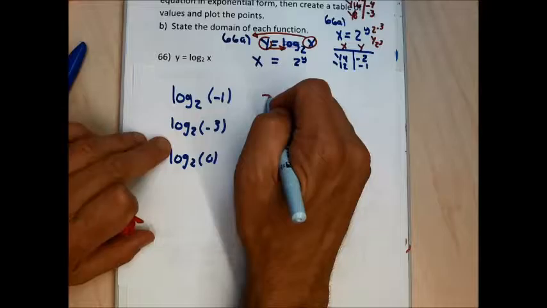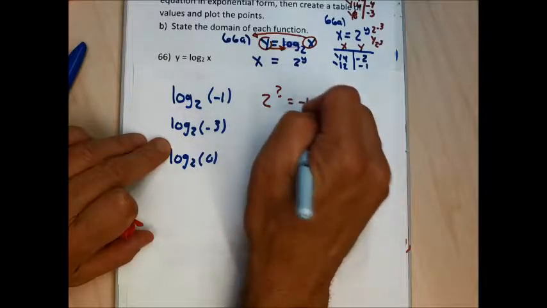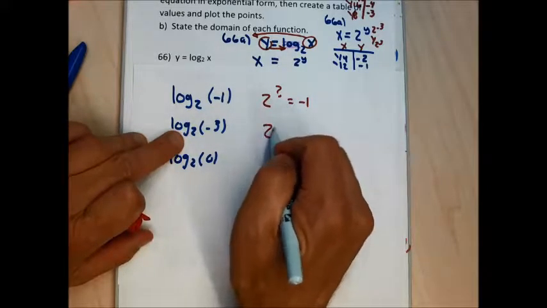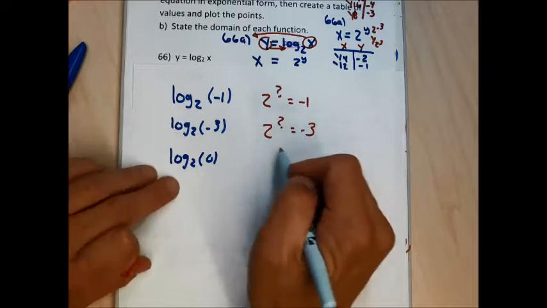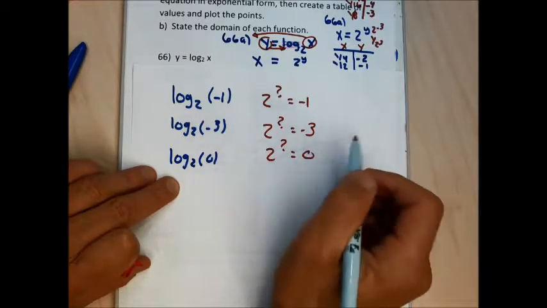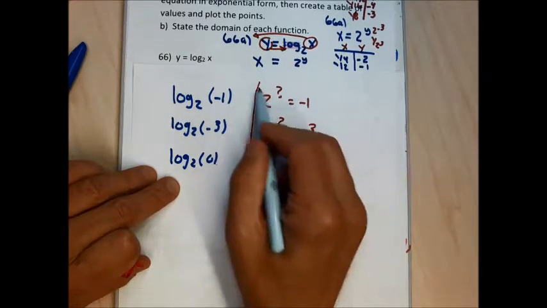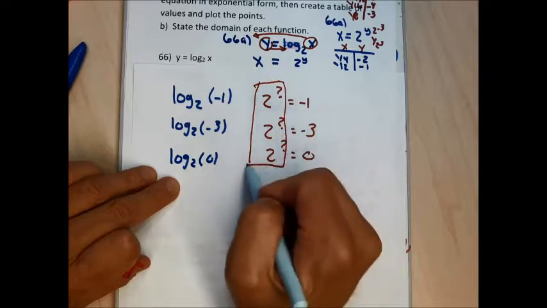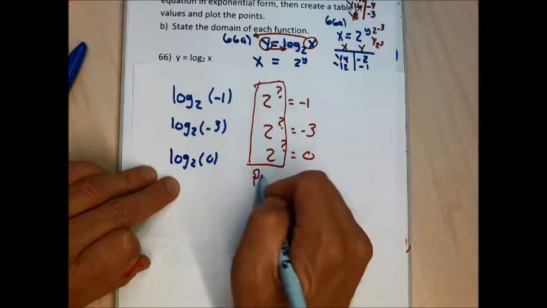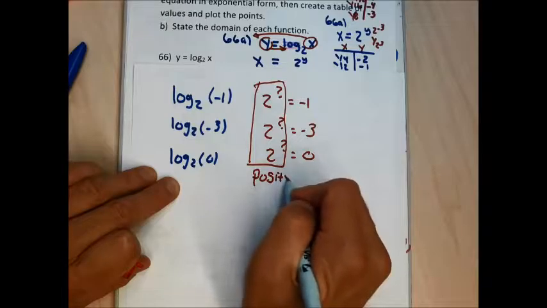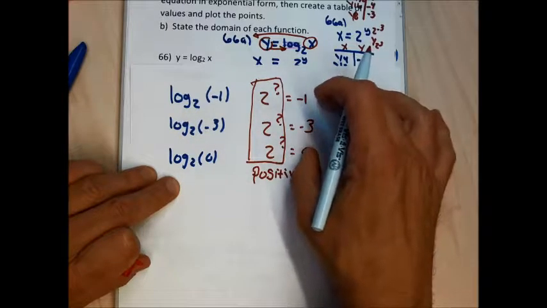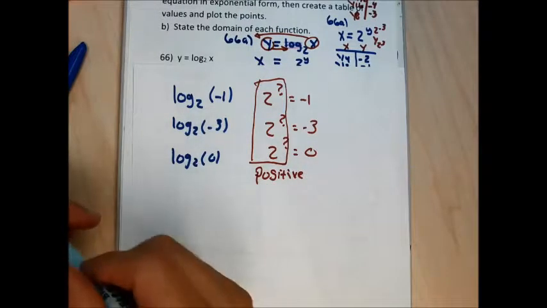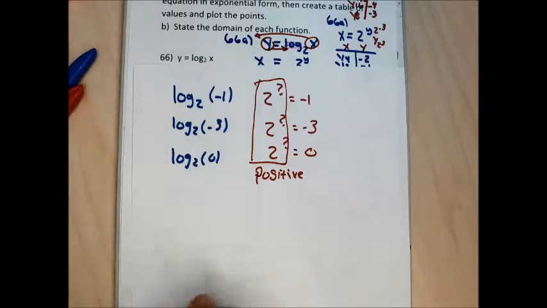This one is asking the question 2 to what power is negative 1. This is asking 2 to what power is negative 3. This is asking the question 2 to what power is 0. And 2 to what power can only ever be a positive number. This side is always positive, and it can never be a negative number. Each one of these is going to have no solutions or no nice solutions.